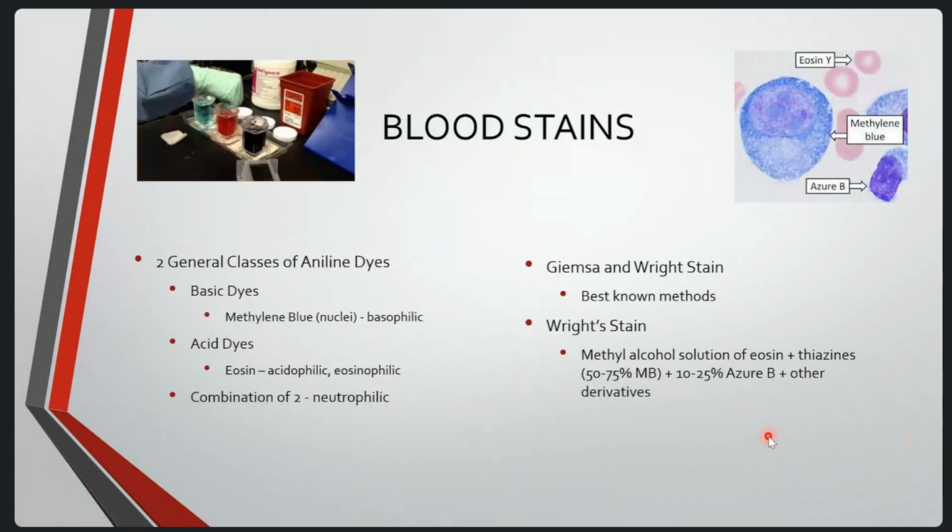For the blood stains, we use aniline dyes. The basic dyes, such as methylene blue, stain the nuclei, and eosin stains the cytoplasm.